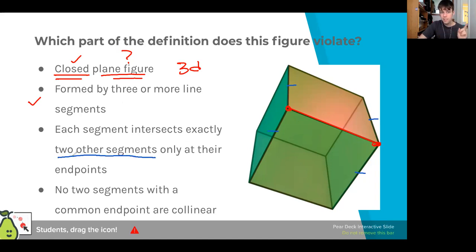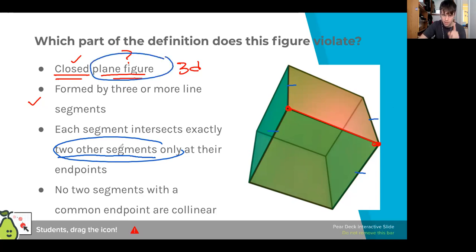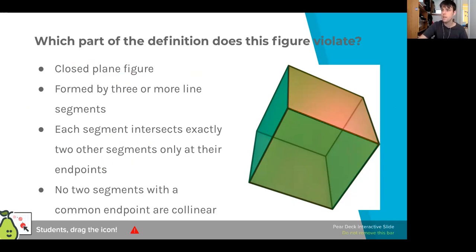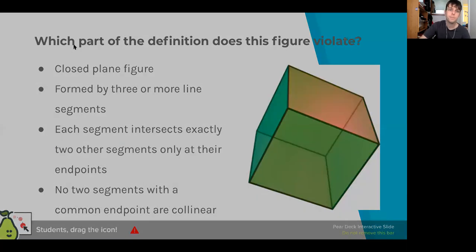Each segment intersects exactly 2 other segments. This red segment intersects 4 other segments at their endpoint, so it definitely violates that part as well. No 2 segments with a common endpoint are collinear. I think we're okay there, but it definitely violates this part and this part for sure. All right, let's go ahead and move forward.